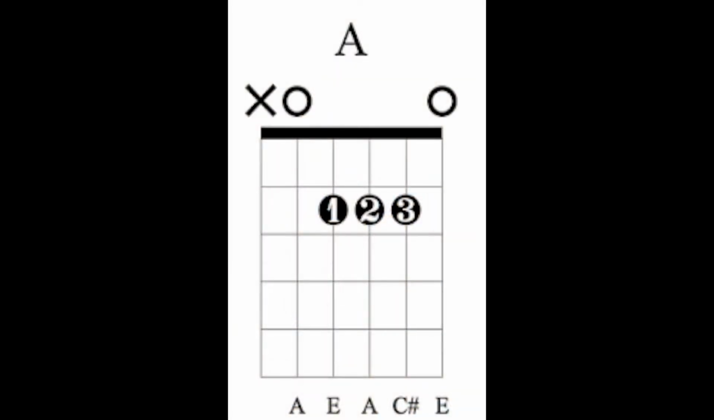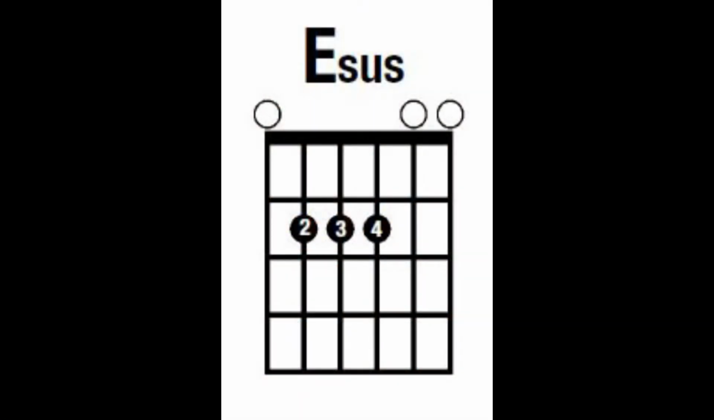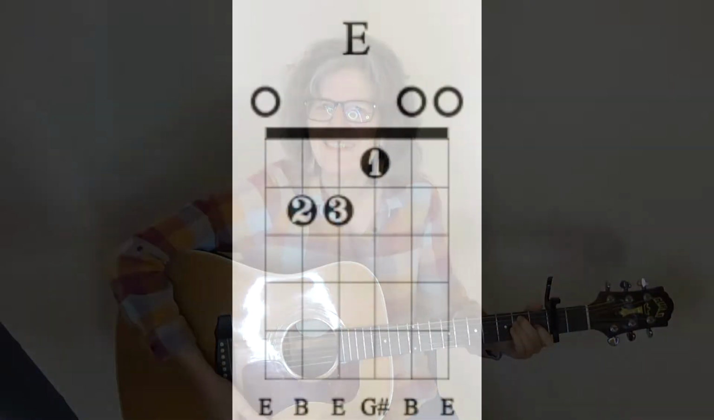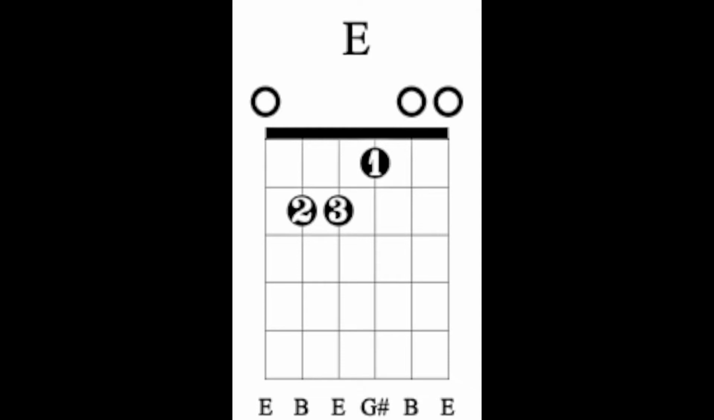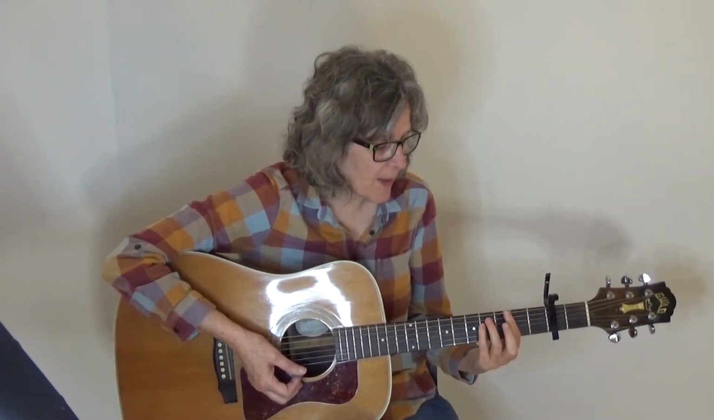There's an A. A over D. E suspended 4. E. F sharp minor. You could do it this way. Or you could play it as a bar chord.